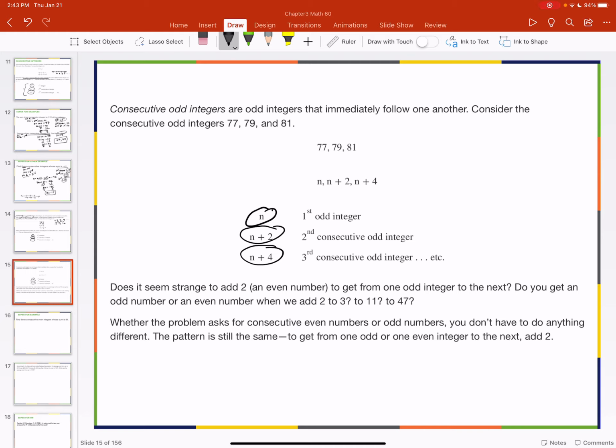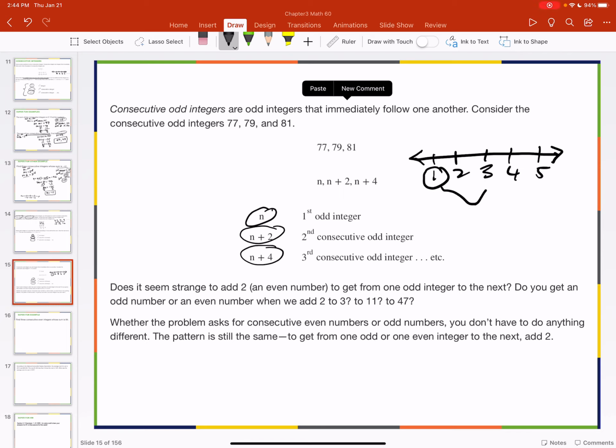They go, well, it's odd, so I have to add 1, 3, and 5. No. That's not true, because look at the number line. On the number line, you have 1, 2, 3, 4, and 5. This is my first odd integer, here's the other one, and here's the other one. They're 2 spaces apart. Now, what if we do evens? Here's my first even, here's the second even. They're also 2 spaces apart, which is why we set them up the same way.